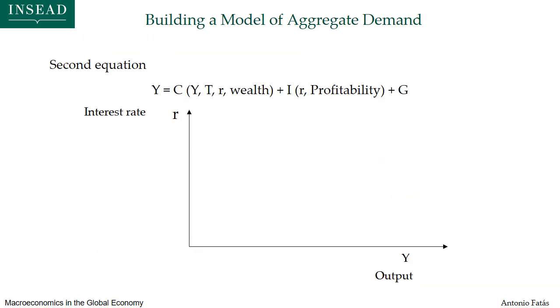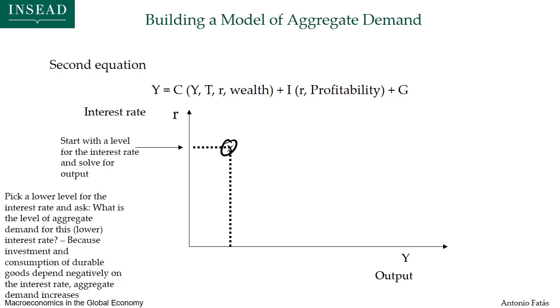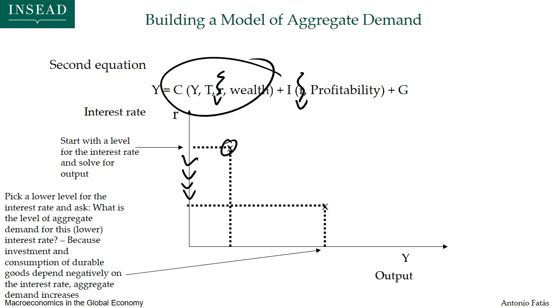Let's do the same thing for the second equation, which is the one that reflects the three components of GDP. As before, we start at a point that we assume is an equilibrium. At that point, the three components of demand happen to be equal to GDP. Now, let's move one of the variables. In this case, let's lower the interest rate. As the interest rate goes down, we know that both consumption and investment are going to go up. So the only way to restore the equilibrium in this equation is to have a level of output which is also higher, so that output is equal to the three components of demand.